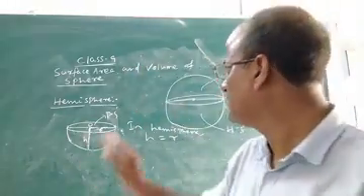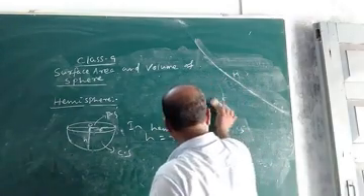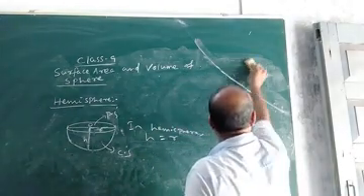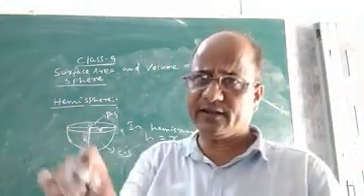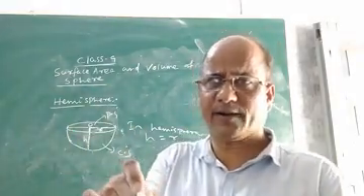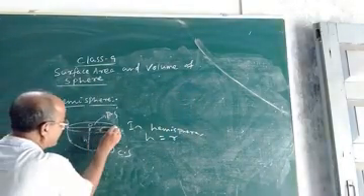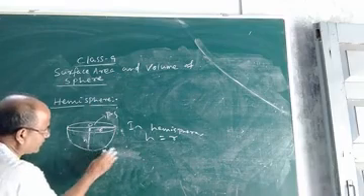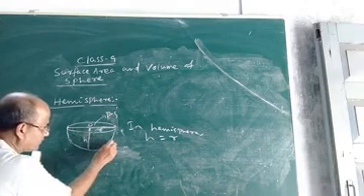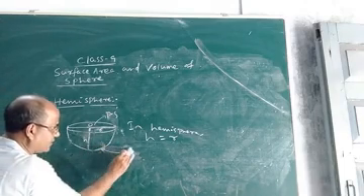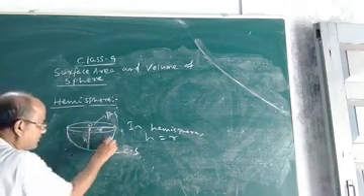Now let us find out what will be the curved surface area of a hemisphere. As I just told you, when a diameter is taken, it will divide the sphere into two equal parts. Each part is called a hemisphere. In this hemisphere, which is the curved surface? Look, this is the diameter. Which is the curved surface? This portion is the curved surface of the hemisphere.